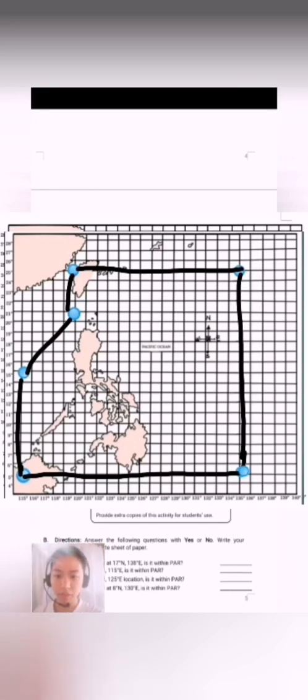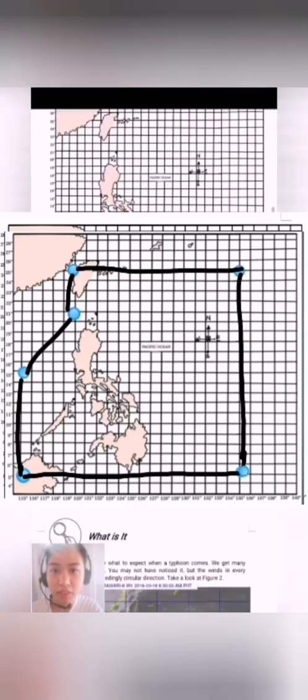Next is direction B. Directions. Answer the following questions with a yes or no. Write your answers on a separate sheet of paper. Based on the map, if the typhoon is located at 17 degrees north to 138 degrees east, is it within the Philippine area of responsibility? So you are going to use the map you used in the first direction.